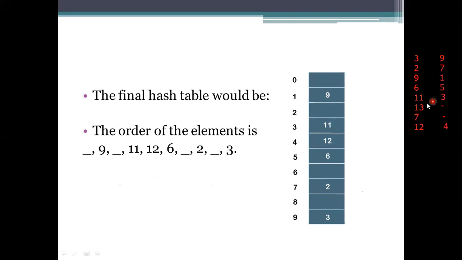After that the third value is 11. Fourth is having the 12. 5 is having the 6. Next 6 is being left here. 7 is having the value 2. And 8 is not having any value. 9 is having the value 3. Okay. So here what happens?